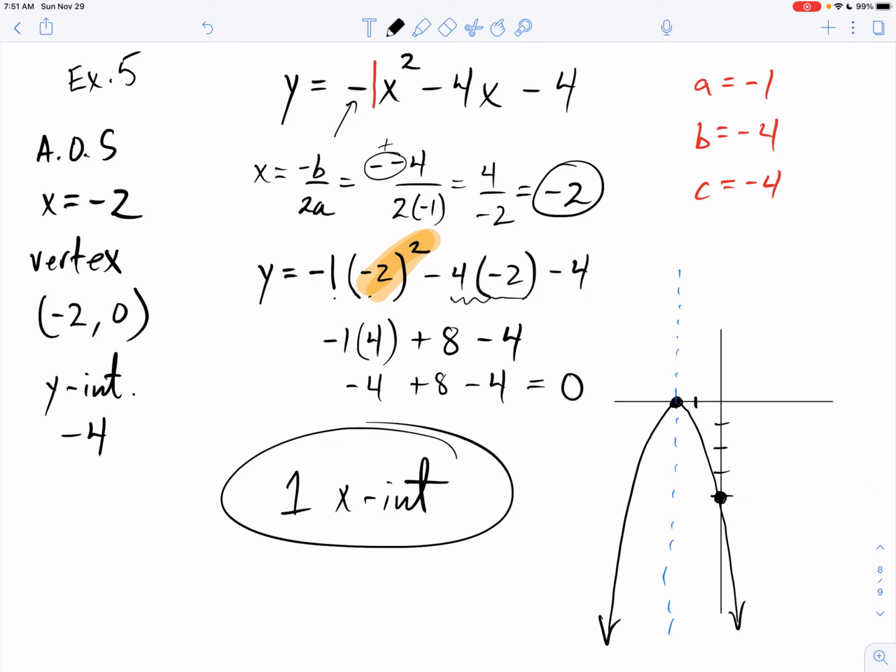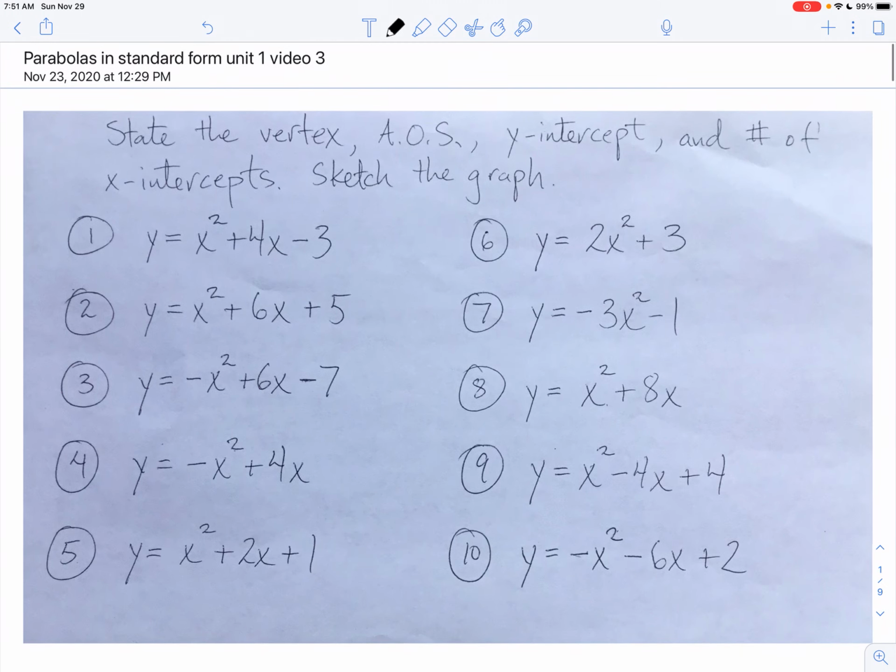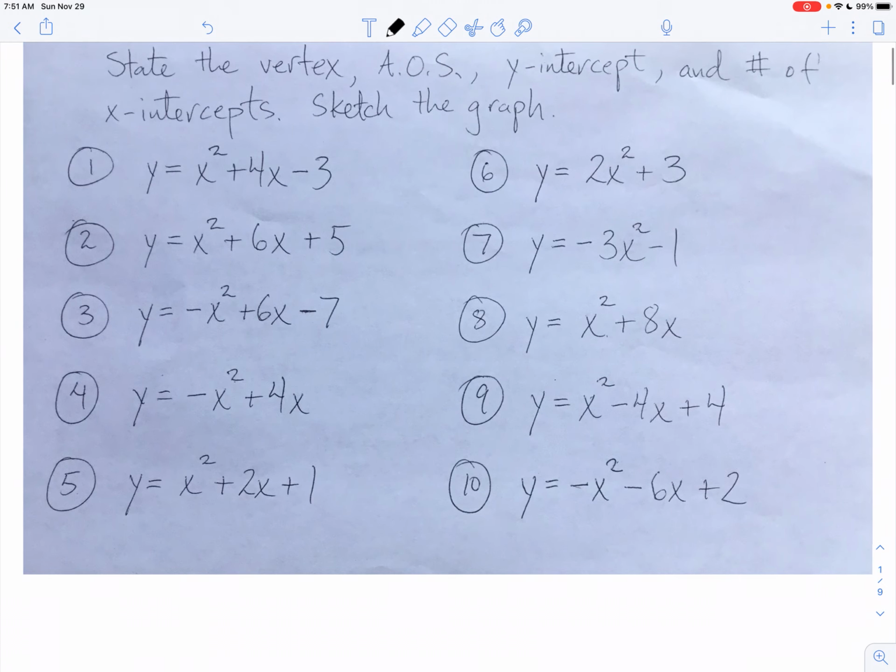So this assignment, I'm going to scroll up. Here we go, because this is the last example. And here's all our other goop that we just did. Here it is. It says, state the vertex, axis of symmetry, y-intercept, and number of x-intercepts. Sketch the graph. So please pause it right now. Take a picture of it. That's your assignment. You have 10 pictures to draw me.